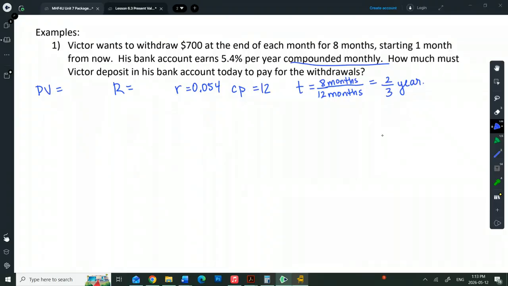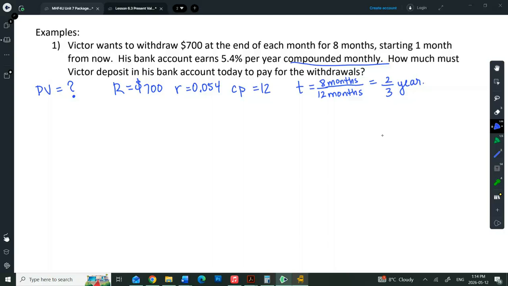Okay, and then do we know the regular monthly amount that's being withdrawn from the account? Or do we know the total that's in the account? Okay, so 700 we know. And then the amount that he needs in order to fund these withdrawals in the account is unknown, so that's PV.